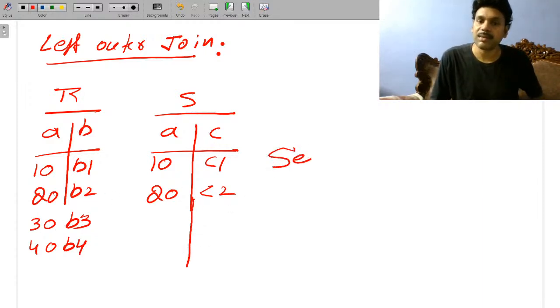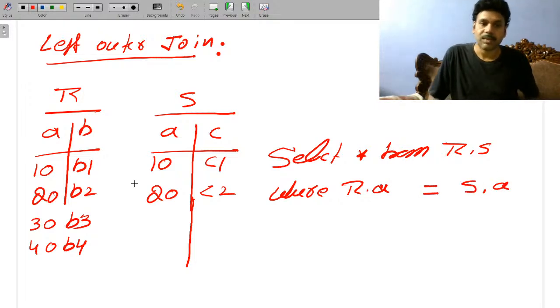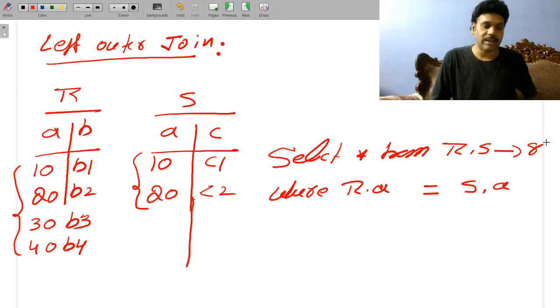I am asking: select asterisk from R comma S where R dot A is equal to S dot A. How many rows? This will give you 4 rows into 2 rows, 8 rows it will give you. Please observe, all of you. The first statement will give you 8 rows.